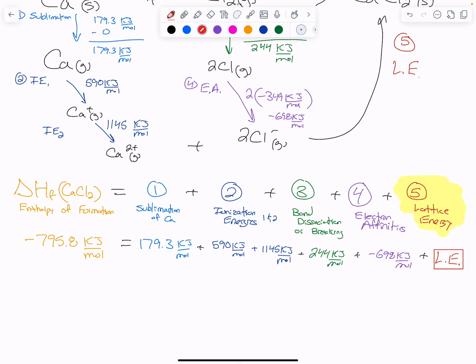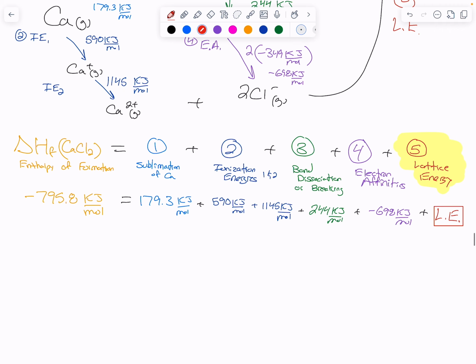All right, so now we just subtract, move everything over. So I got negative 795.8, subtracting 179.3 minus 590 minus 1145 minus 244 plus 698. And I get lattice energy equal to negative 2255.8.